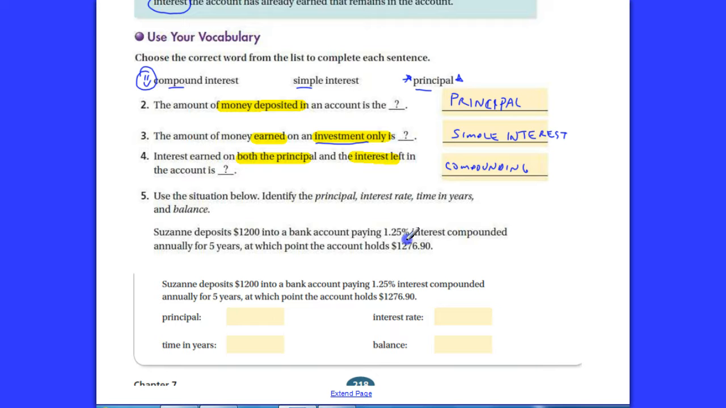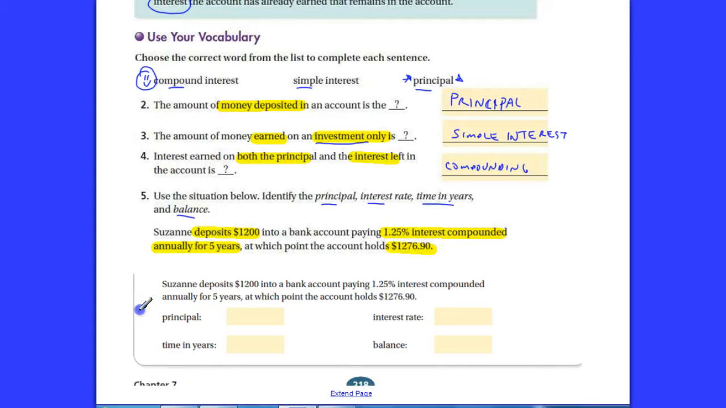Let's move on down here to number 5. It says use the situation below. Identify the principal, the interest rate, the time in years, and the balance in the account. The balance in the account is how much money is in that account at this particular moment. All right, well, if Suzanne deposits $1,200 into a bank that pays 1.25% interest compounded annually, okay, that's good because it's compounding, it's not simple interest, at which point the account holds $1,276.90.